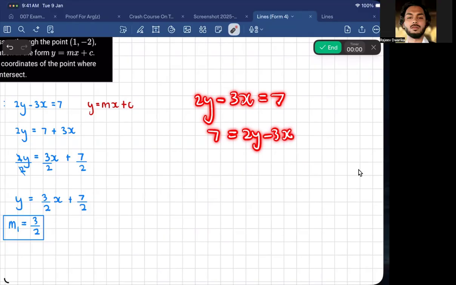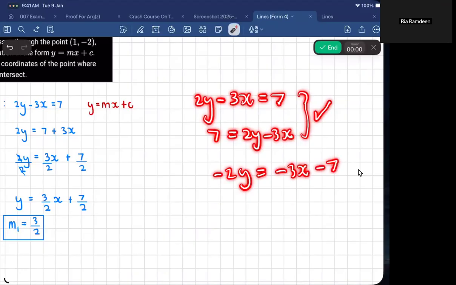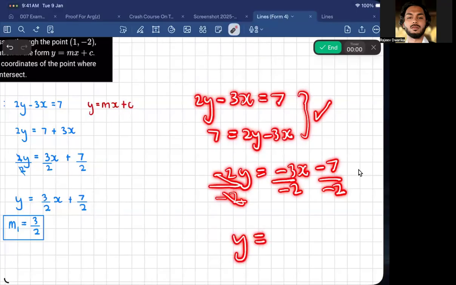No, that's fine. Stay with me. I will tell you where you make a mistake. All this is mathematically fine. And then you say minus 2y is equal to minus 3x minus 7, right? And then you divide both sides by minus 2, hence? Let me show you where you make a mistake. You're going good, fine. This is where you make a mistake.